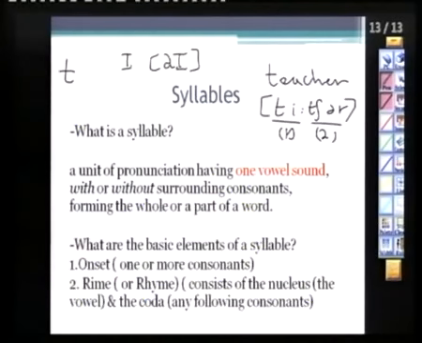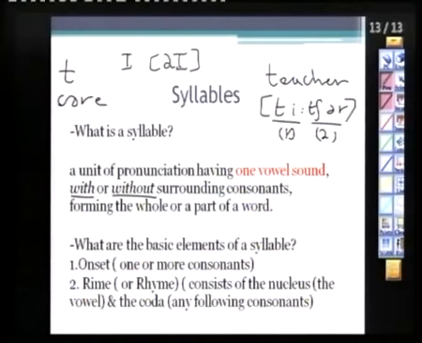It means the core. You know the word core? The essence of a syllable is what? Is the vowel. So look at this. That's why it's written in red, because I wanted to say this is the most important part of the syllable. A unit of pronunciation having one vowel sound with or without surrounding consonants.